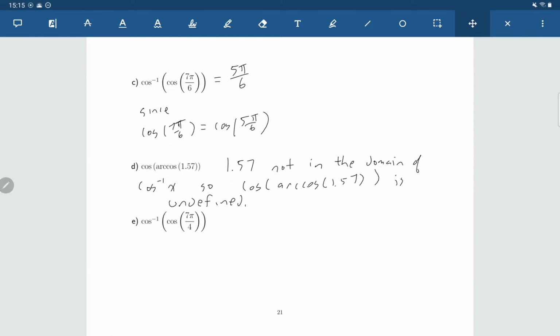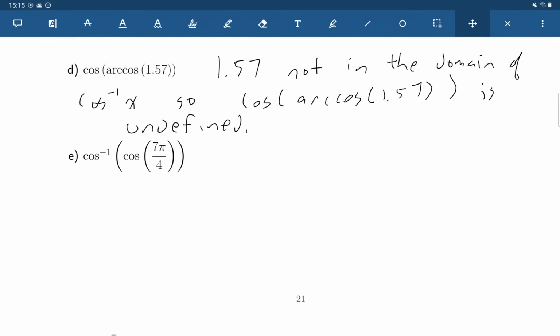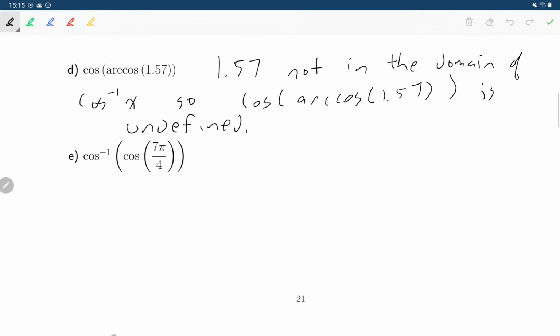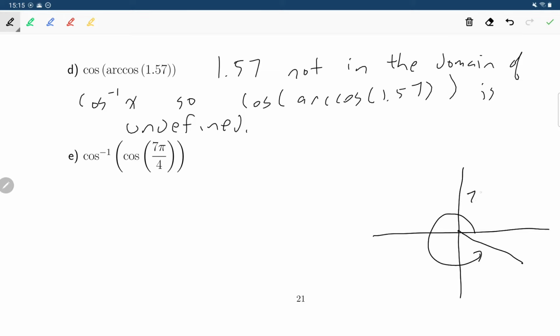All right, let's do one more here. I'm looking at cosine inverse composed with cosine of 7 pi over 4. If you were to draw 7 pi over 4, 8 pi over 4 is the same thing as 2 pi, or a full circle. So 7 pi over 4 is just a little bit less than it. And that puts us in quadrant 4, where cosine happens to be positive.